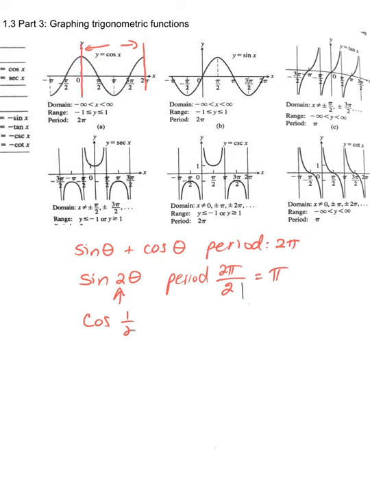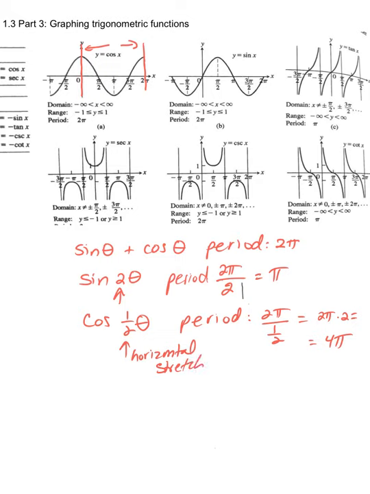If we were to have cosine a half theta, again, I would take 2 pi, because that's the normal period. I would divide it by a half, which means that I'm going to multiply by 2, and that means that now my new period is 4 pi. As we've talked about before, this is a horizontal stretch, which is what's happening when you're changing your period. Whereas this is a horizontal shrink, because it's a 2 and not a fraction smaller than 1.